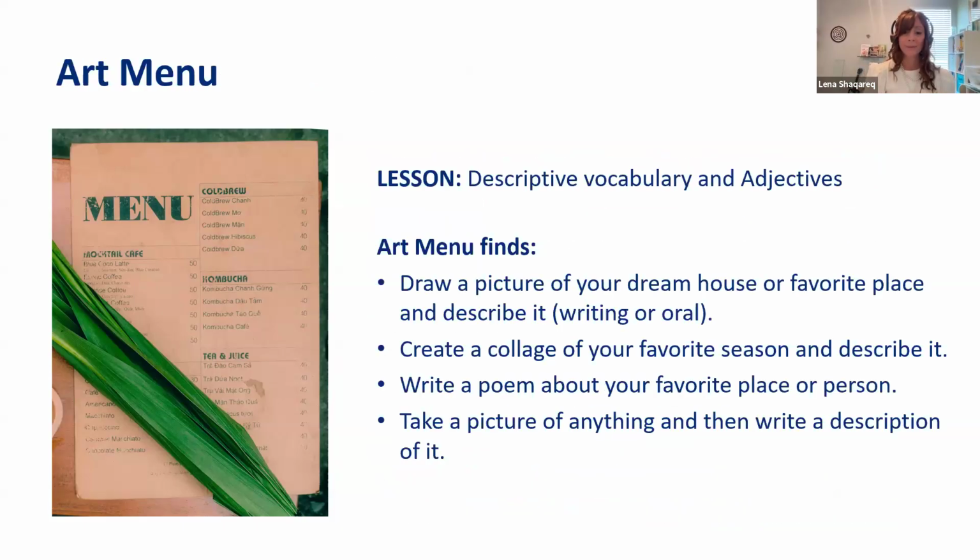All right, let's look at an example lesson. Let's assume you are doing a lesson on descriptive vocabulary and adjectives, and you want to check for understanding, make sure your students understand this concept, and you want to use art. Students can then go to the art menu and find things such as draw a picture of your dream house or favorite place and describe it. Or perhaps create a collage of your favorite season and describe that. Perhaps they can write a poem about their favorite place or person, or they can take a picture, photography, of anything and then write a description of it.